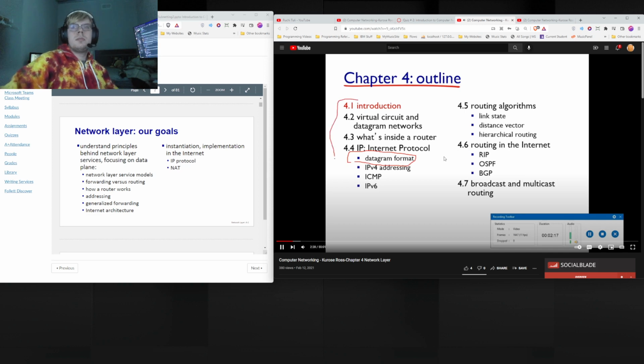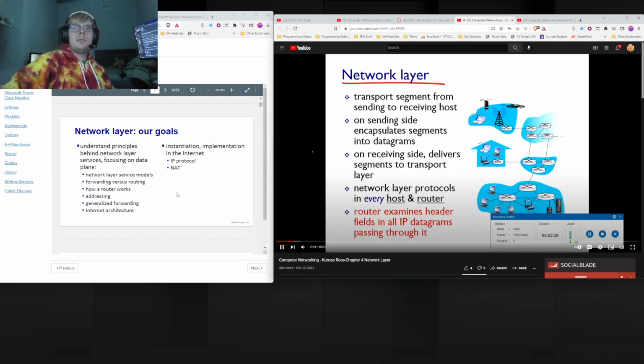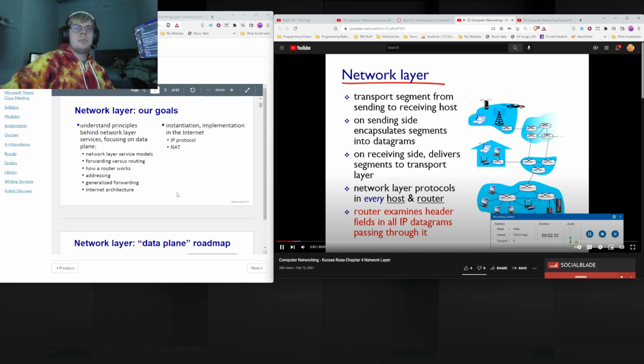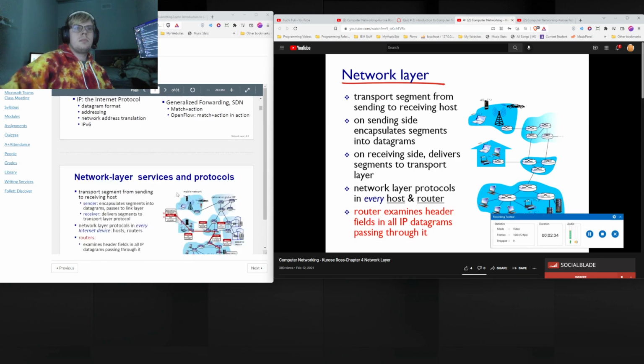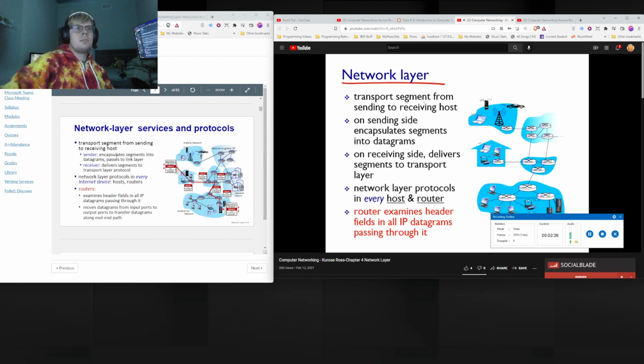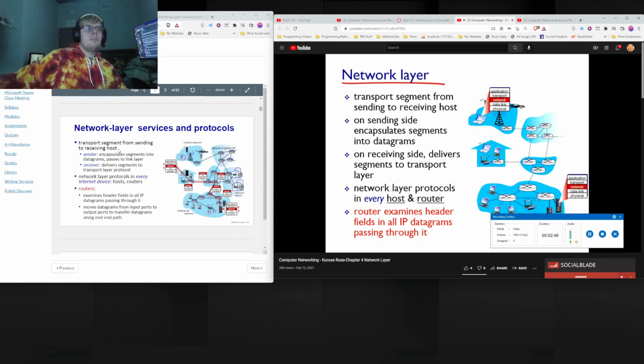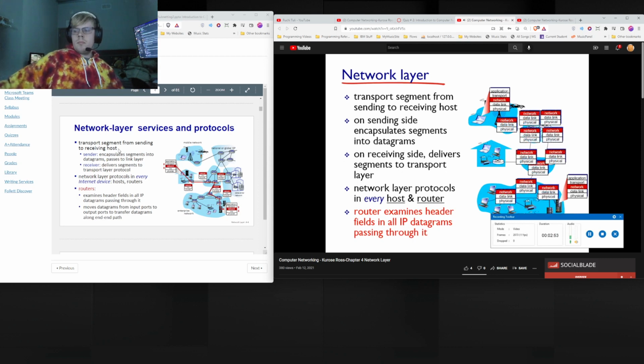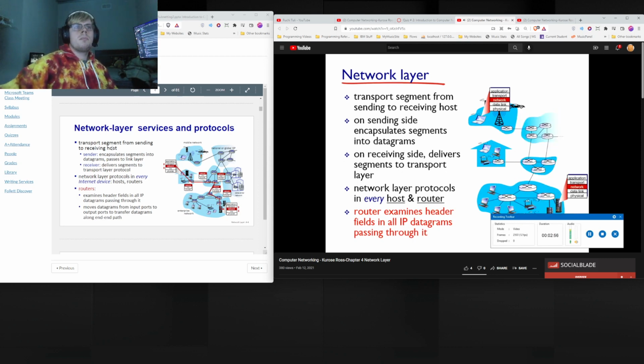From the introduction: the network layer is the middle layer of the TCP/IP model. It is responsible for transporting the segment from the sending host to the receiving host. So it works from host to host, whereas our transport layer works from process to process. The transport layer works between the processes, whereas the network layer works between the hosts.